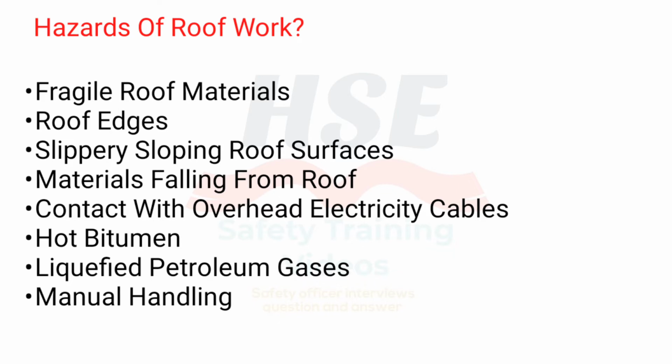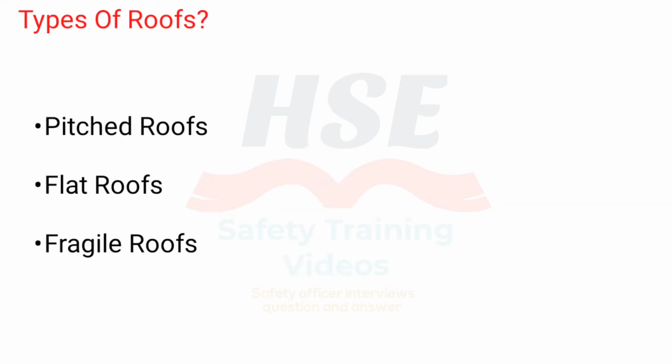Hazards of roof work: fragile roof materials, roof edges, slippery sloping roof surfaces, materials falling from the roof, contact with overhead electricity cables, hot bitumen, liquefied petroleum gases, and manual handling.